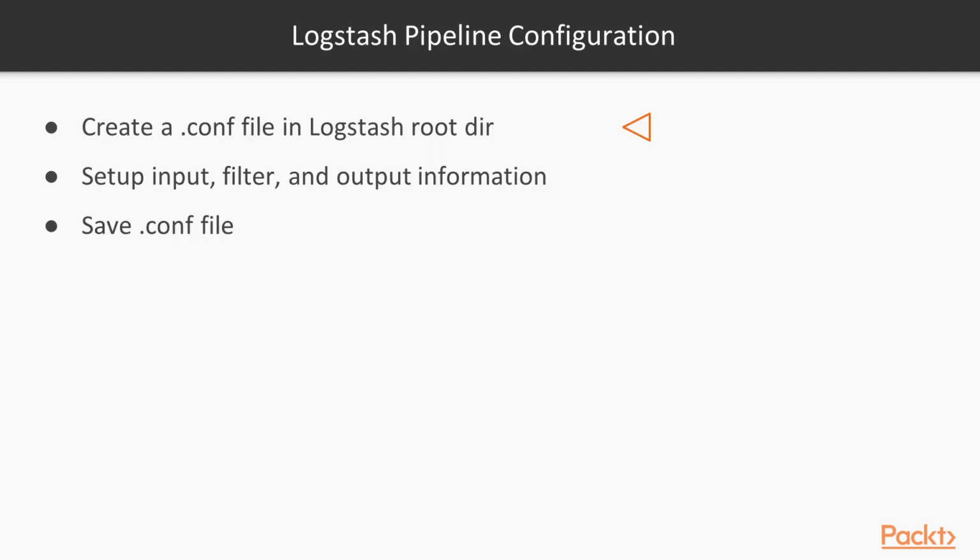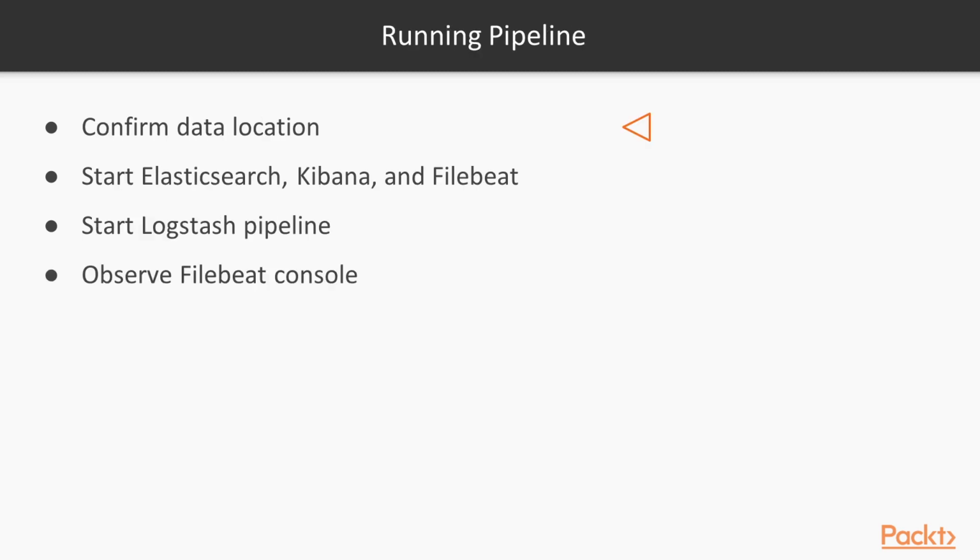Moving to creating the pipeline configuration. We first, as previously stated, need to create the .conf file and save it to our Logstash root directory. Next, we need to add the input, filter, and output data. And finally, we save the results. Again, in the implementation phase, or the demonstration phase, we will see exactly what the input, filter, and output information looks like. In closing everything out, we simply need to run our pipeline.